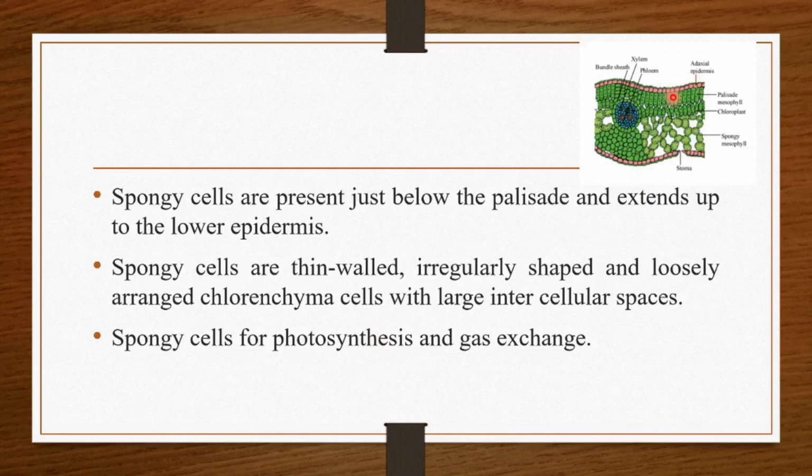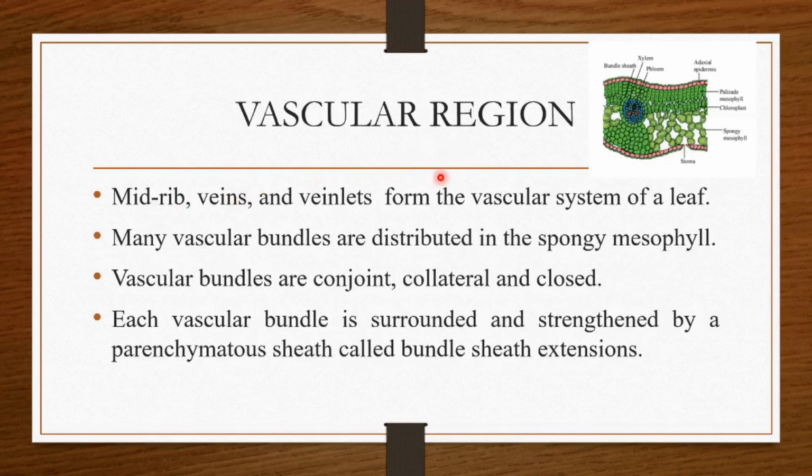So the mesophyll is the region between upper and lower epidermis, and it is differentiated into palisade cells and spongy cells. Palisade cells are located on the upper surface, and they are closely packed vertically elongated chlorenchymatous cells, especially for photosynthesis. And below that are the spongy cells, which extend up to the lower epidermis. They are thin-walled, irregularly shaped and loosely arranged chlorenchymatous cells with large intercellular spaces, and these cells are for photosynthesis and gaseous exchange. Next important region is the vascular region.